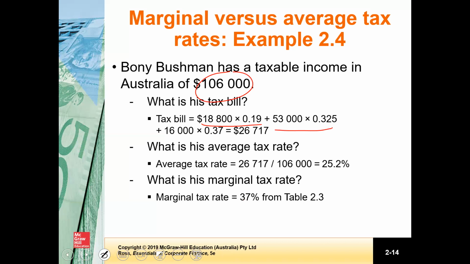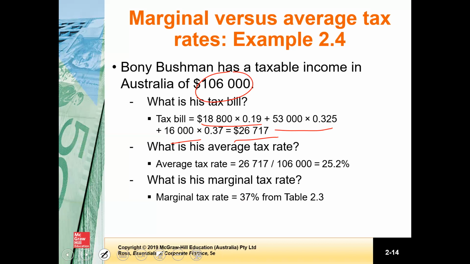Then the next chunk is 53,000, where a 32.5% tax rate applies. And the last chunk is 16,000, where a 37% tax rate applies. So the total tax is 26,717. So that is the total tax.